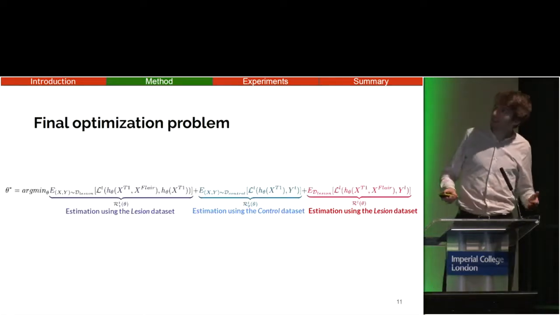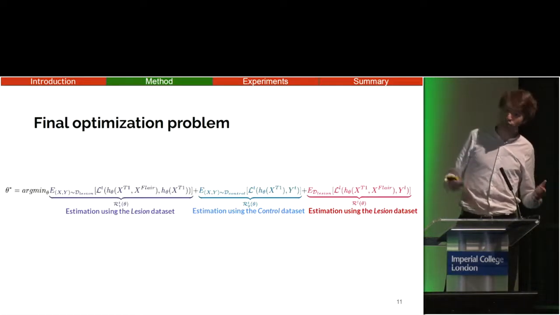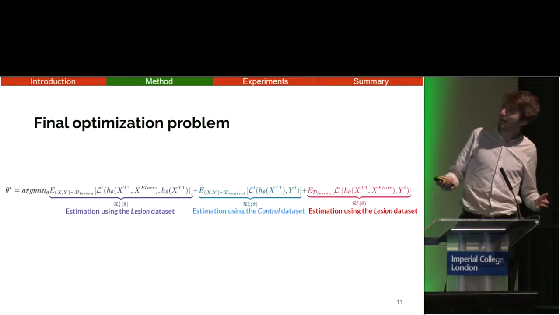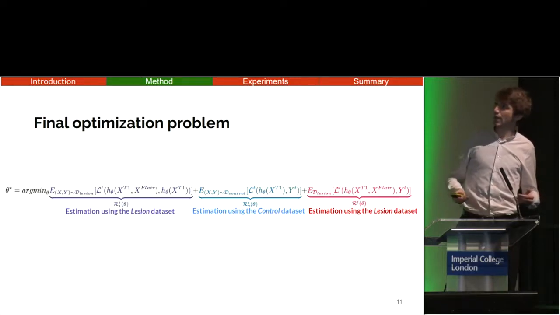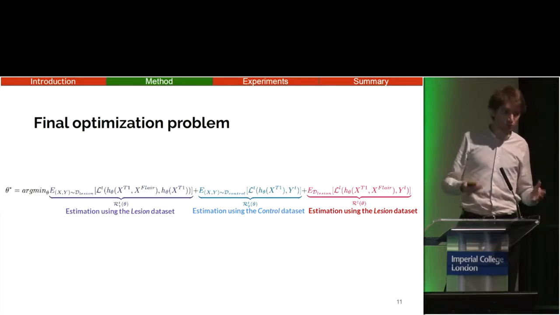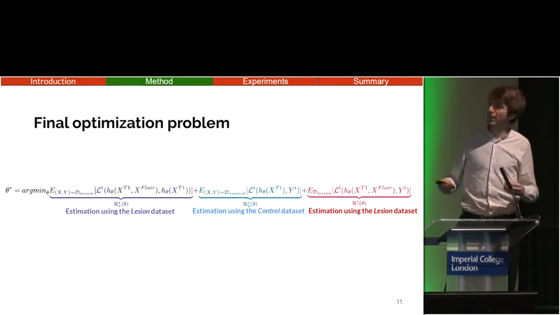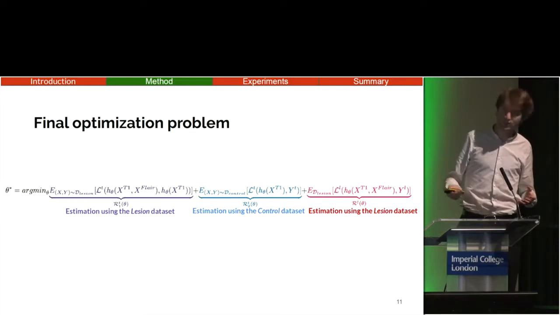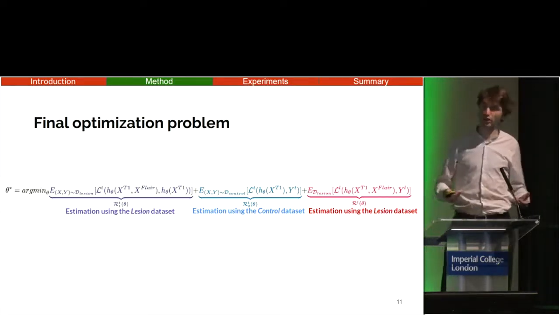So at the end, what we want to do is to find the best parameters that minimize the sum of these three expectations. And all of them are computationally tractable, by using either the lesion dataset or the control dataset. So this is for the method.